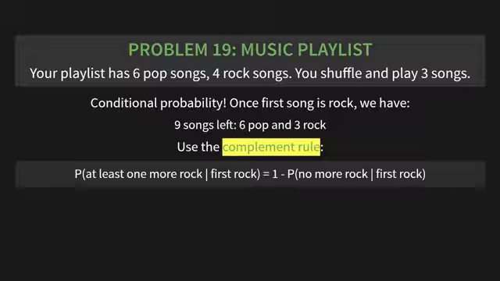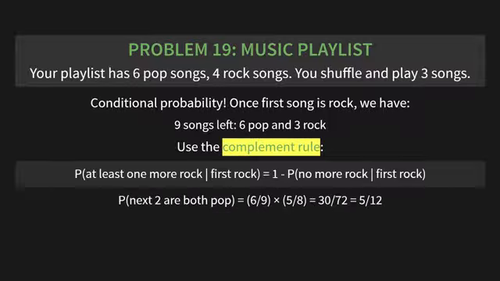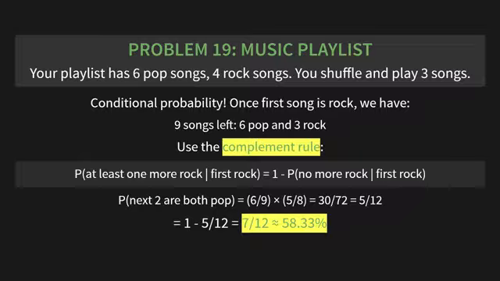The probability both remaining songs are pop, 6 out of 9 for the first, then 5 out of 8 for the second, that's 30 out of 72, which simplifies to 5/12. So the probability of at least one more rock song, 1 minus 5/12 equals 7/12, about 58%. Here's what's beautiful. That first rock song completely changed our probability landscape. We went from a 40% rock playlist to a 58% chance of more rock. Conditional probability doesn't just update numbers, it transforms the entire sample space.